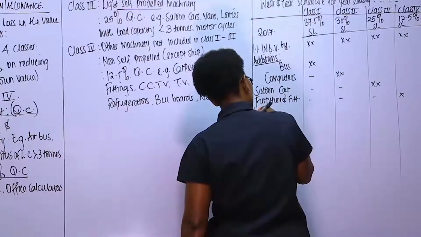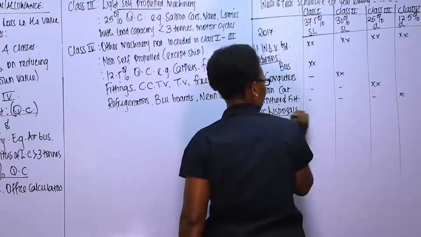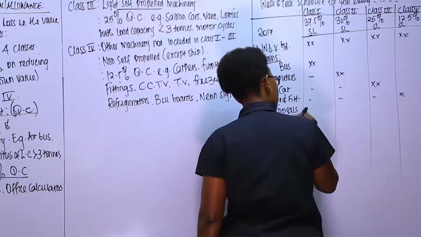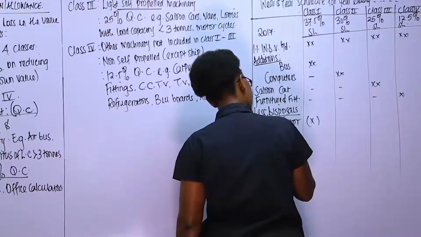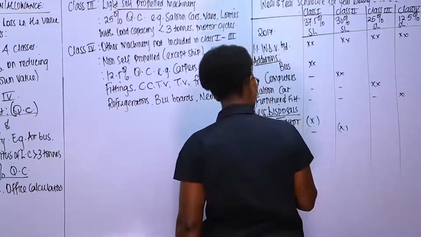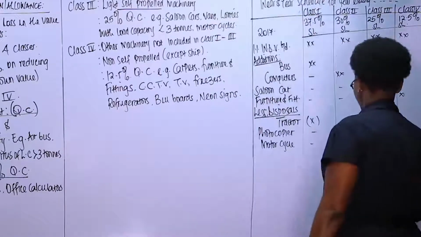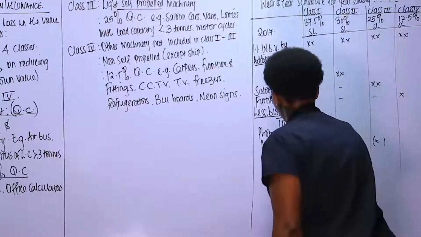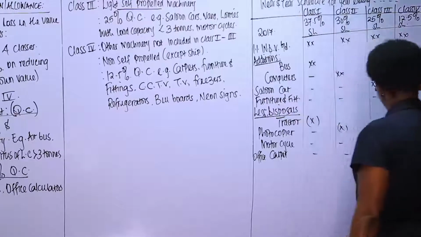Then we dispose, less disposals. So from class 1, we will dispose a tractor. Class 2, we dispose a photocopier. Class 3, we dispose a motorcycle. And class 4, we are going to dispose a carpet. Office carpet. This is office carpet. So dispose that from class 4.